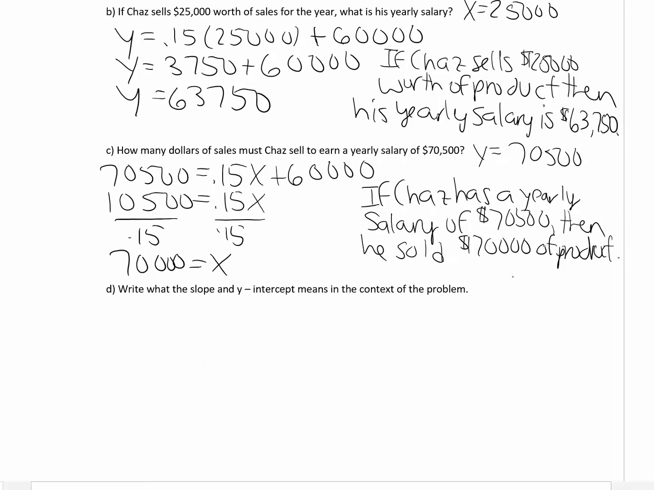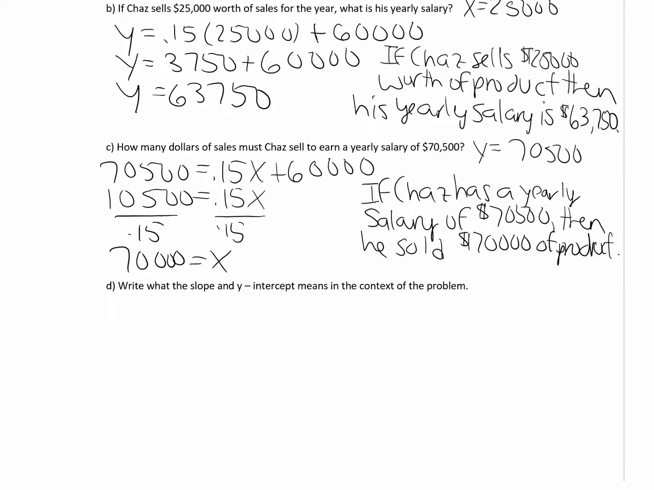All right, now write what the slope and y-intercept mean in the context of the problem. Well, the slope is 1,500. I can rewrite that as 1,500 over 1. But what precisely does that mean here? Well, that means Chaz makes 15 cents for every $1 of product he sells. So let's write that out.